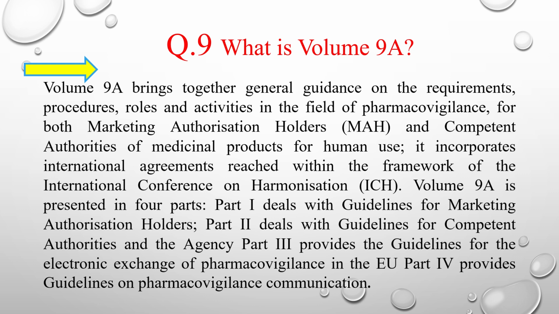Volume 9A is presented in 4 parts. Part 1 deals with guidelines for marketing authorization holders. Part 2 deals with guidelines for competent authorities and the agency. Part 3 provides the guidelines for the electronic exchange of pharmacovigilance information in the EU. Part 4 provides guidelines on pharmacovigilance communication.